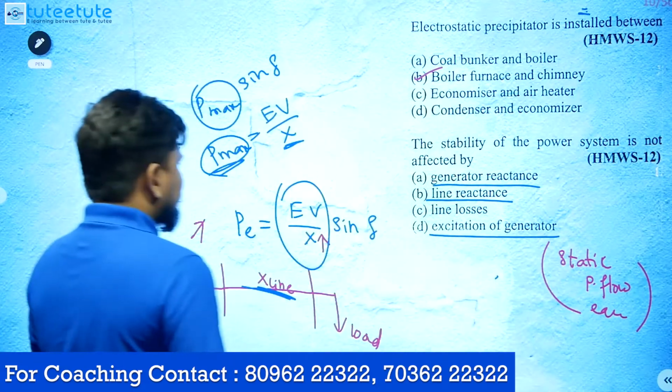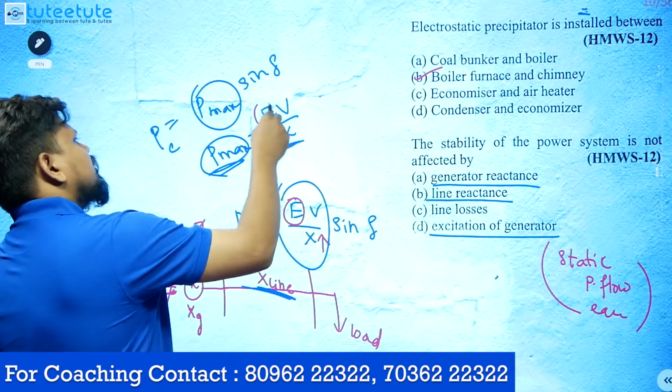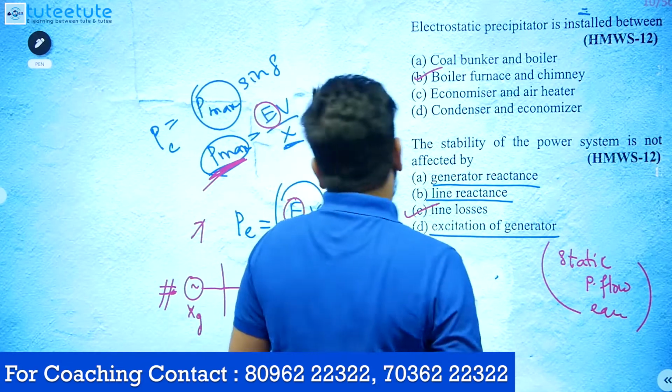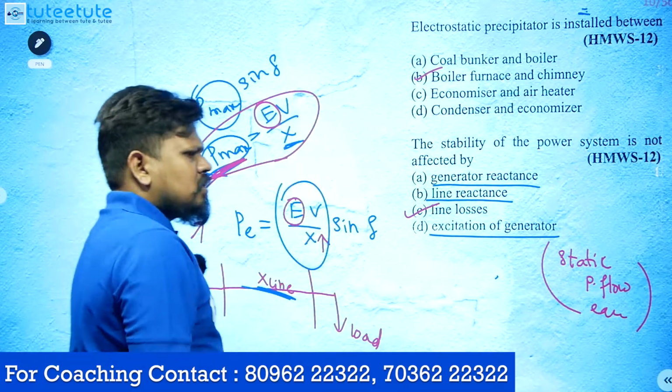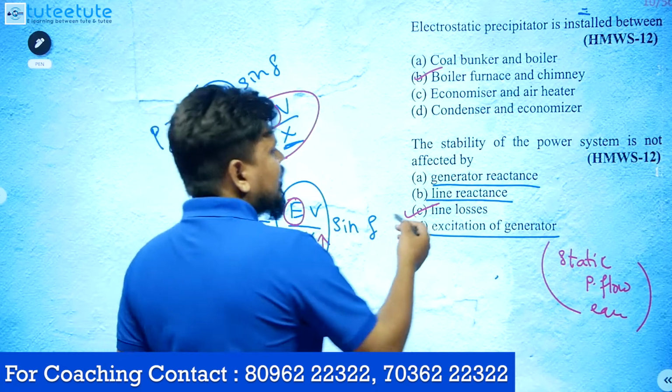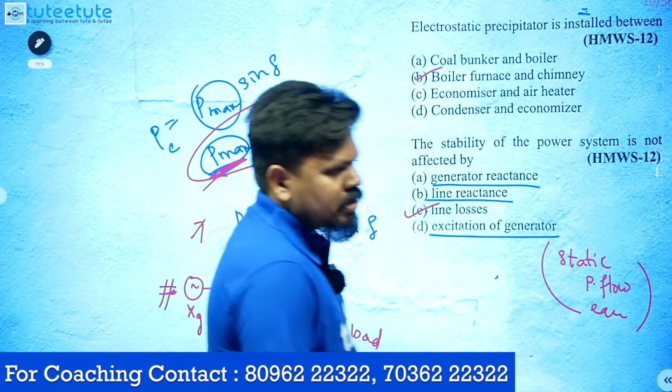Excitation of generator. What is excitation of generator? E. So if E changes, automatically P max changes. What is the other option? Line losses. In this one there is nothing like line losses represented. Understanding, right? So whenever line losses change, stability will never change.